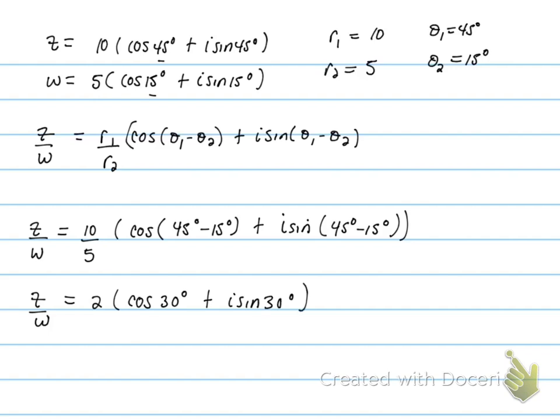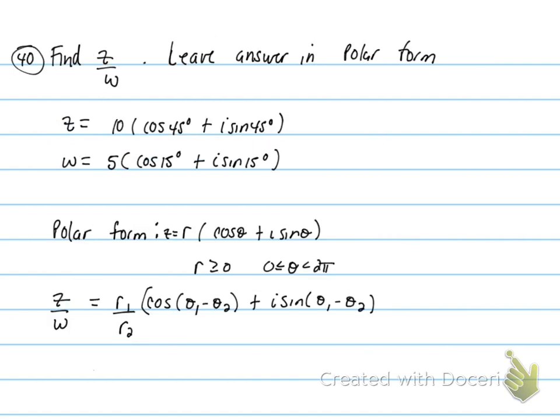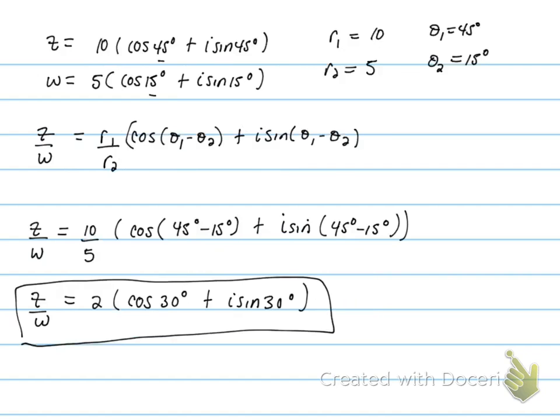Now we do have our new complex number z divided by w, and let's just make sure what they wanted us to do. They do want us to leave it in polar form. Notice that our r is positive and our 30 degrees is between 0 and 2 pi, so we're all set.